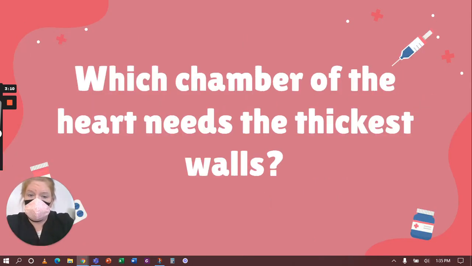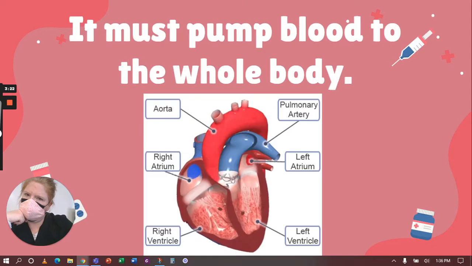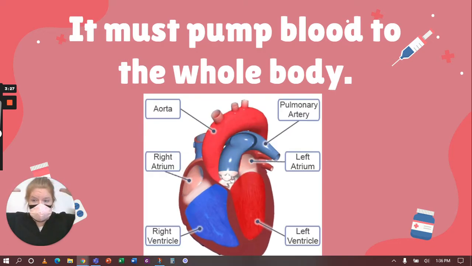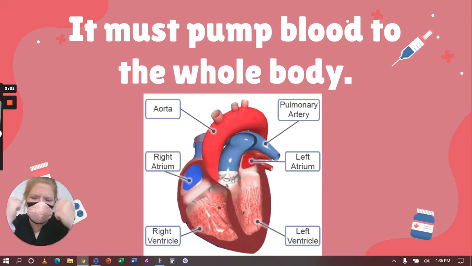So which chamber of the heart needs the thickest walls? Do you remember? It's the left ventricle. Hopefully you knew that. But why? Well, it has to pump blood to the whole body. Remember, from the top of your head to the tips of your fingers to the tips of your toes. So the left ventricle needs that pumping power.